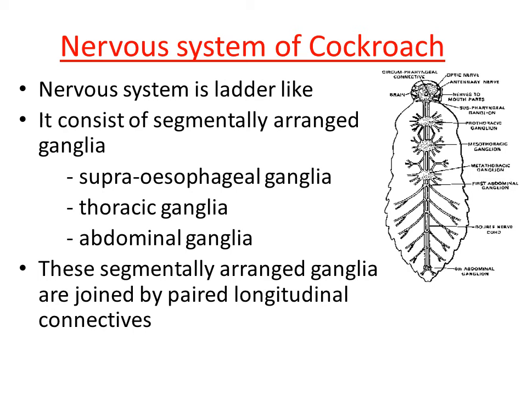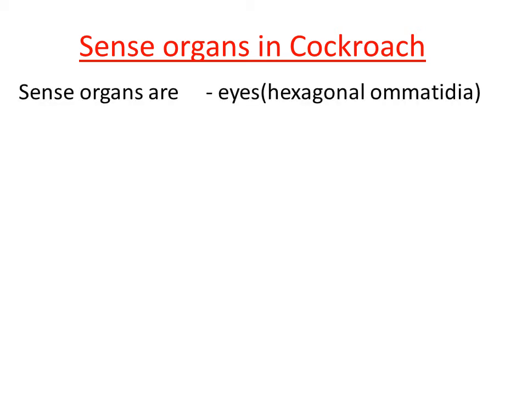Yes, let us have a look at the sense organs in the cockroach. When we talk about the nervous system, it is very important to understand the sense organs, because sense organs can feel the external stimuli. In order to feel the external stimuli, the cockroach has a number of sense organs. One of the sense organs is the eyes. A pair of compound eyes is located in the cockroach.